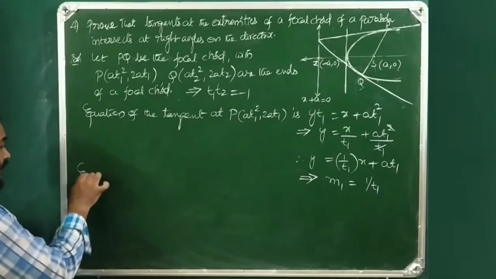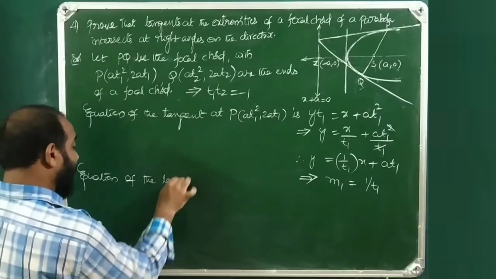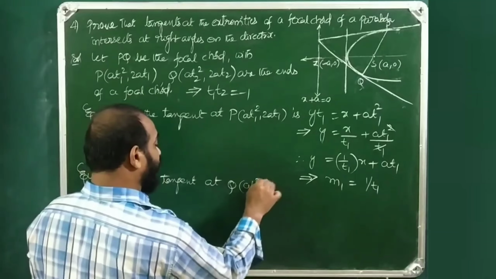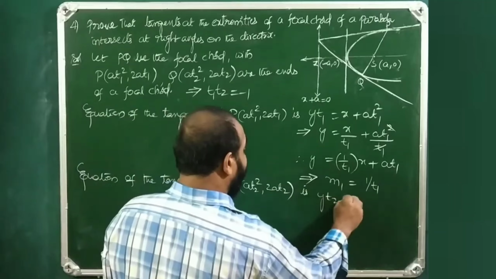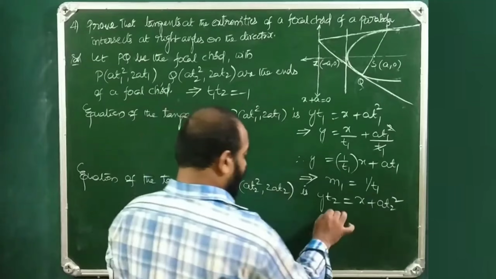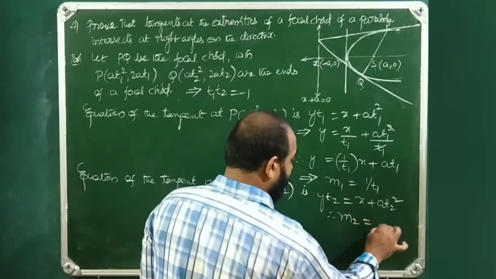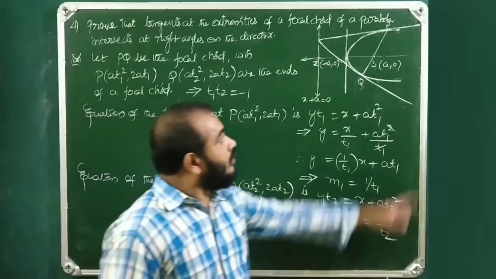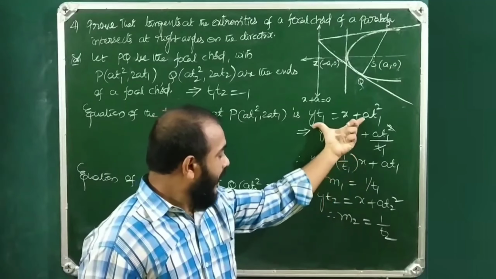Likewise, the equation of the tangent at Q (at2 square, 2at2) is yt2 equals x plus at2 square. Let us suppose m2 is the slope of this tangent, then m2 equals how much? 1 by t2. Now, what is the point of intersection of this tangent and this tangent?